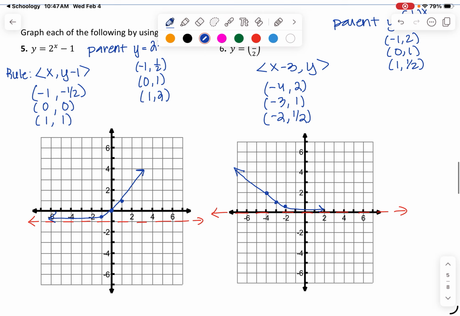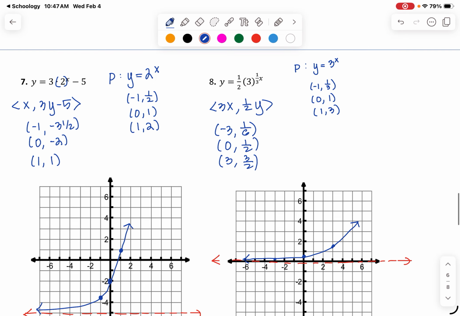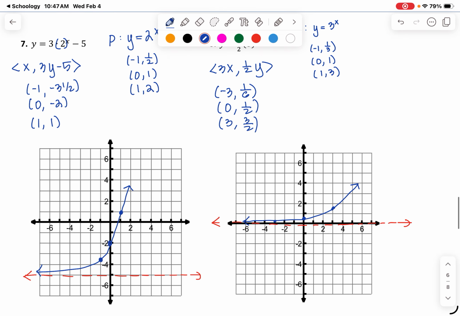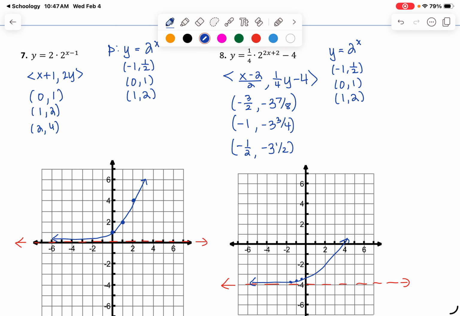So here's the first two. You can pause it if you need to. Here's the second two. You can pause it if you need to. And here's the last two. You can pause it if you need to. All right, that's it.